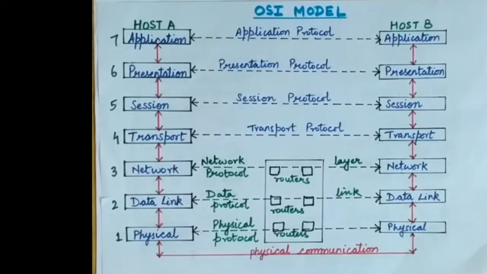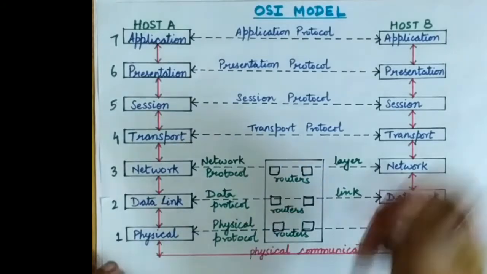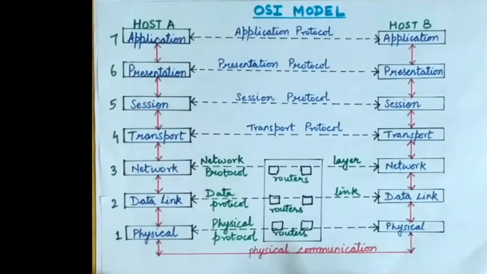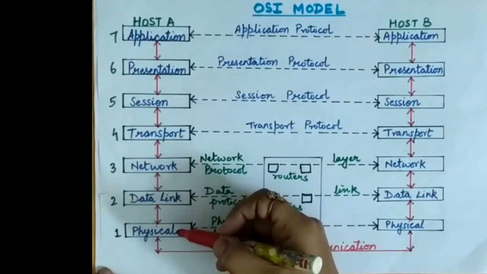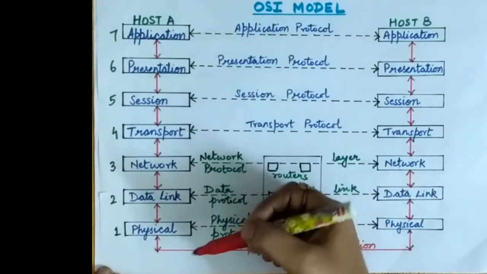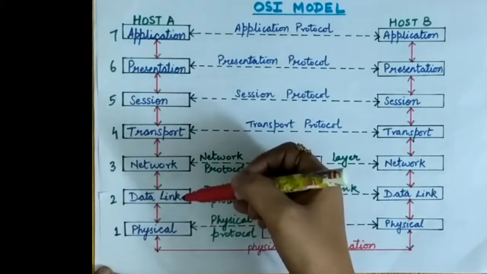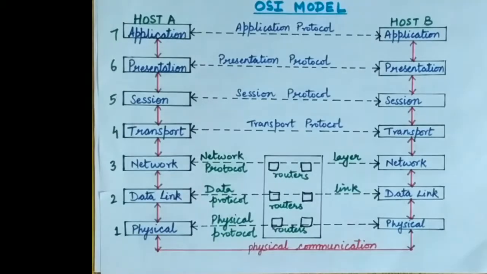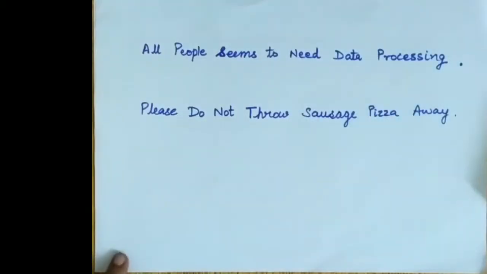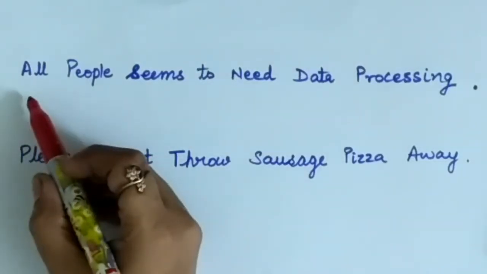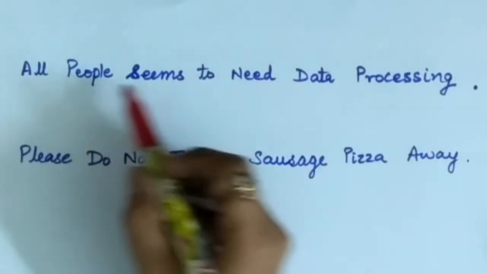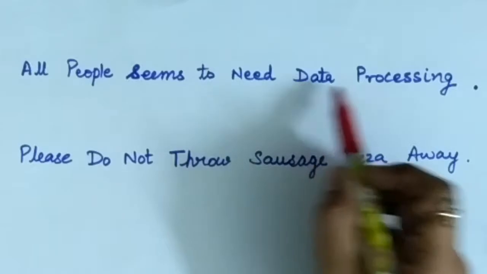In the previous video, I discussed the overview of the OSI model. Now, to learn the order of the layers, that is, which layer comes first: the physical layer, then the data link layer. There are two sentences to learn the order. The first sentence is: All People Seem To Need Data Processing.